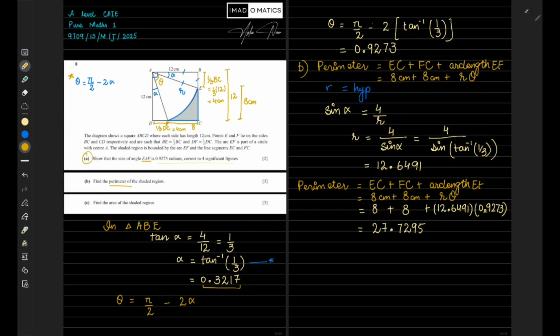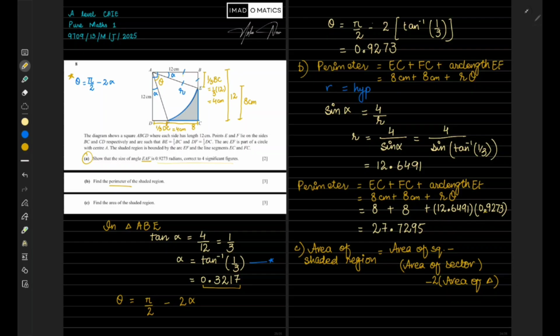So first let me write it in the form of an expression. So part C says to find area. So area of shaded region would be area of square minus area of sector. Okay, let me write it separately. Minus area of sector minus 2 times area of triangle, because we have two triangles here.